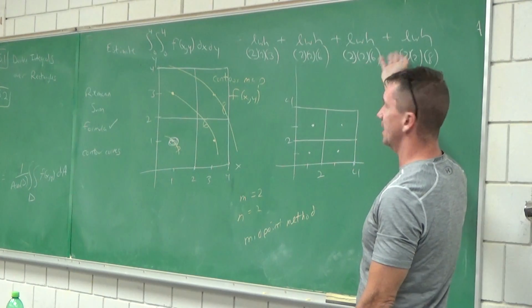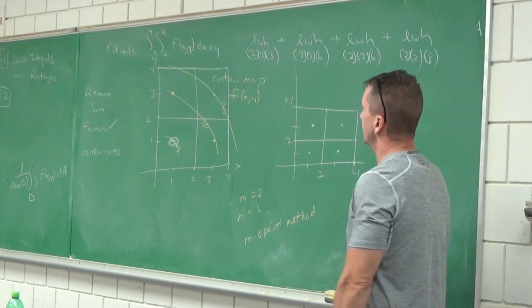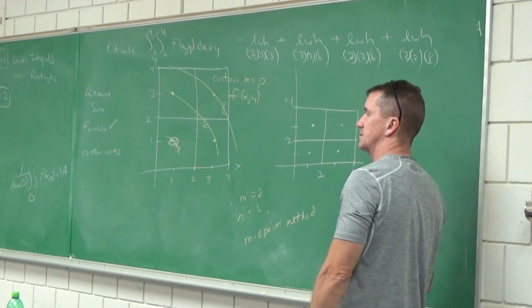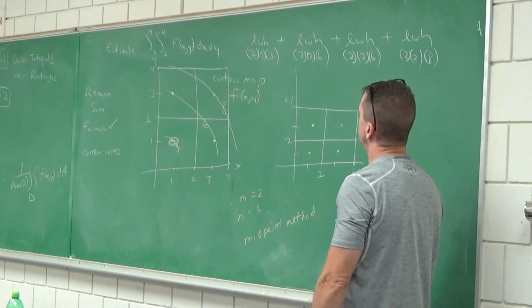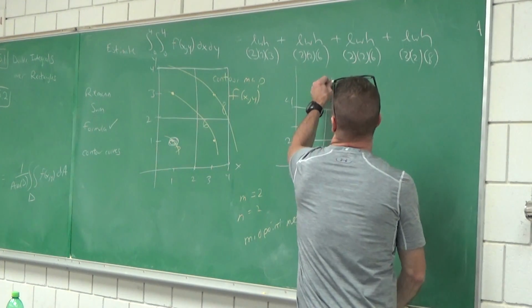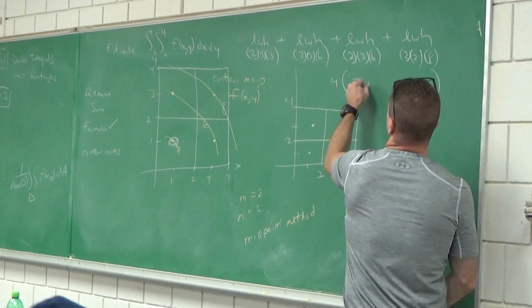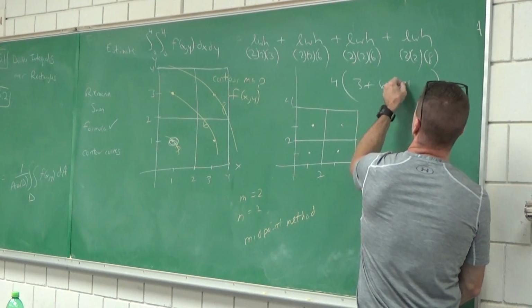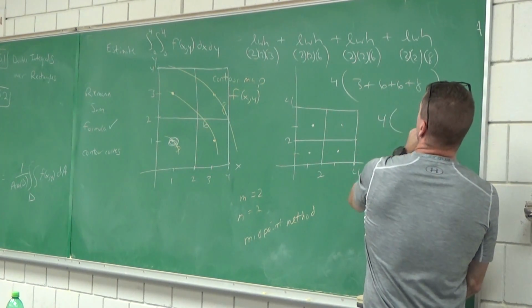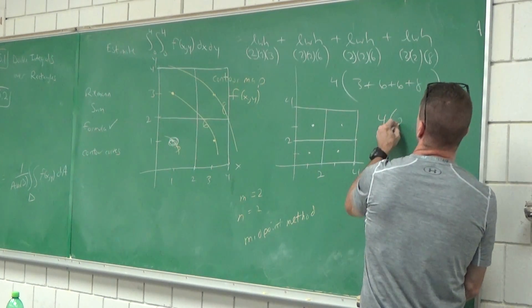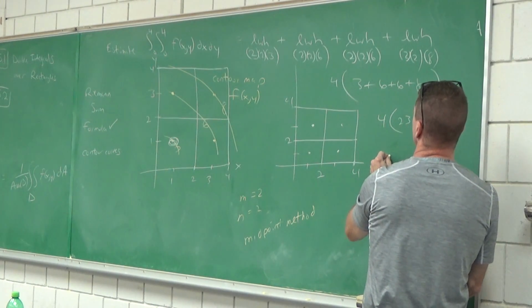And that'll be it, right? Add all these up, and you'll estimate that double integral. Does that make sense? You can factor out the 4, what do you get? Plus 3 plus 6 plus 6 plus 8. 23, 80, 90.